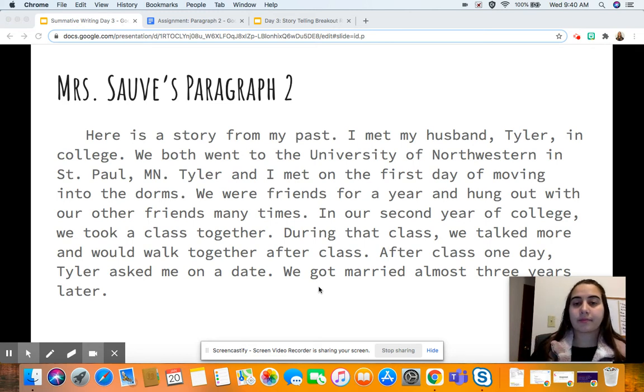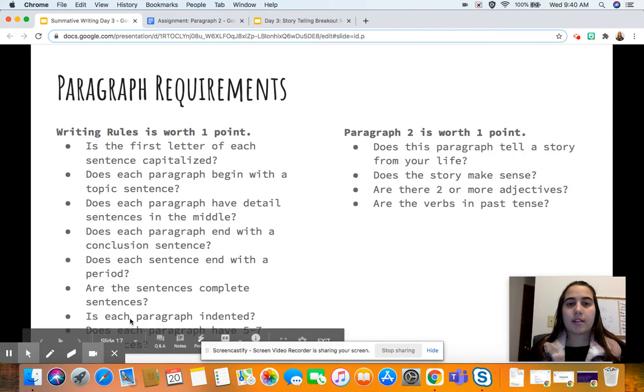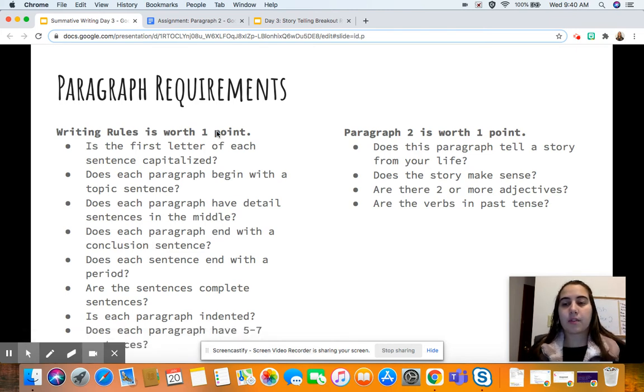Okay, so this is what I'm looking for in your paragraph. I want you to write about one story. I need it to make sense. I want you to include lots of details. So let's check the requirements for our paragraph here. Remember, we have to follow our writing rules. Is the first letter of each sentence capitalized? Let's take a look.